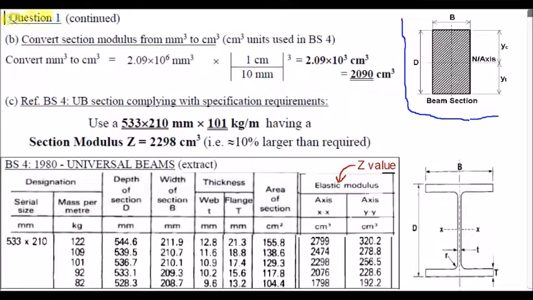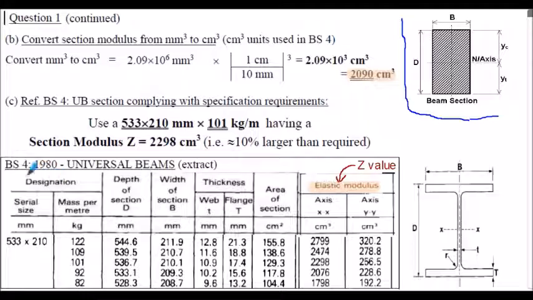Question 1 continued. Second part of the question, we need to convert the section modulus from millimeters cubed to centimeters cubed. So essentially our Z value in millimeters cubed is divided by 10 cubed, divided by 1,000 in other words. So the minimum section modulus is 2,090 centimeters cubed. So the final part is to refer to our British Standard Universal Beam section and choose an appropriate beam section.